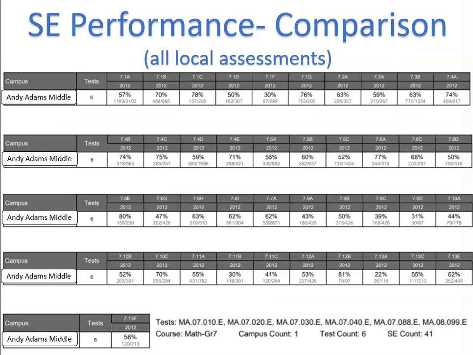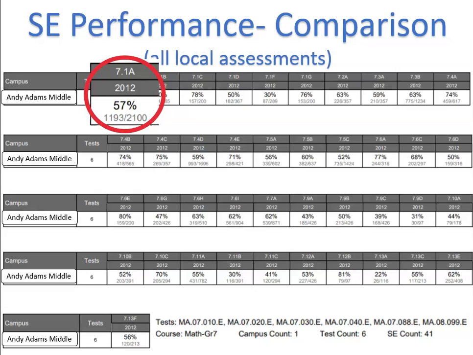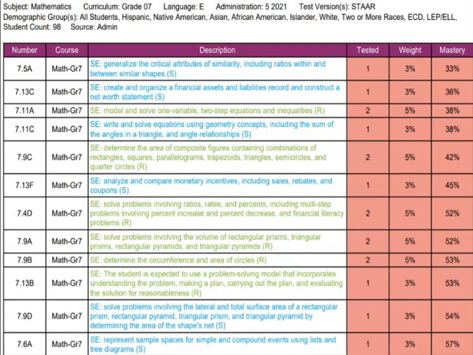This is the SE Performance Comparison Report found in DMAC. This report pulls all the questions you've asked throughout the entire school year and breaks down the data by SE. For example, you can see that SE 7.1a was asked 2,100 times. Now remember, that's based on almost 100 students taking 6 assessments. This essentially means that over the course of the school year, this SE was assessed 21 times. This actually makes sense since 7.1a is a process standard.